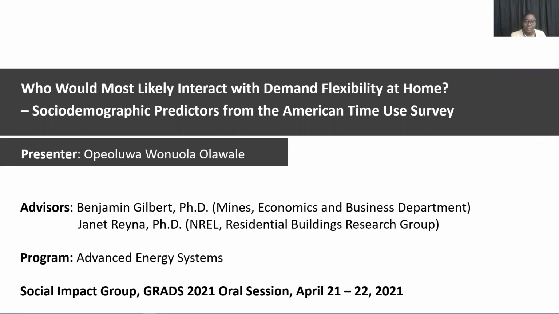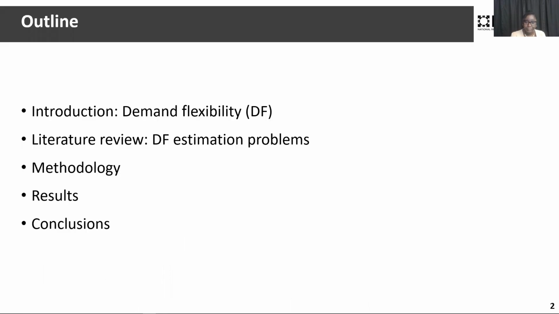I will be talking to you today about who is most likely to interact with demand flexibility at home using socio-demographic predictors from the American Time Use Survey. First, I will explain what the problem is and the state of the art in the literature. Then I will share our methodology with you and provide conclusions from the results we got.